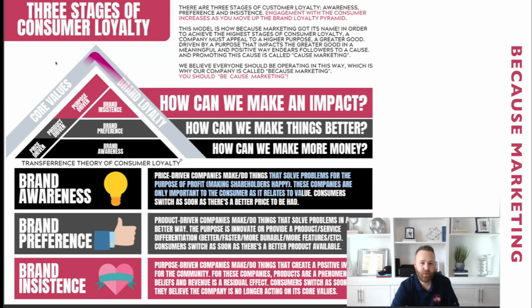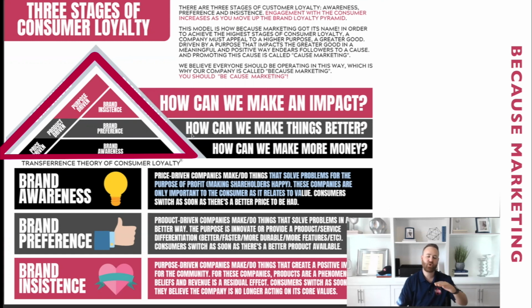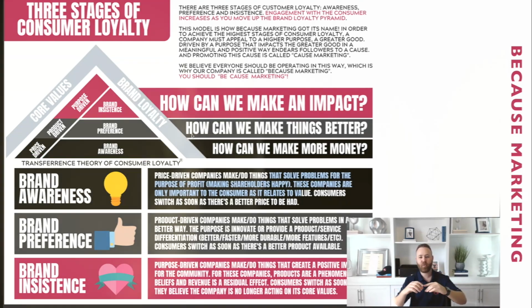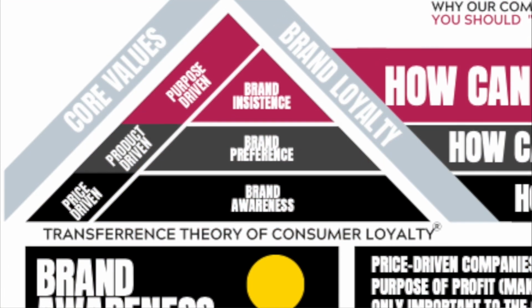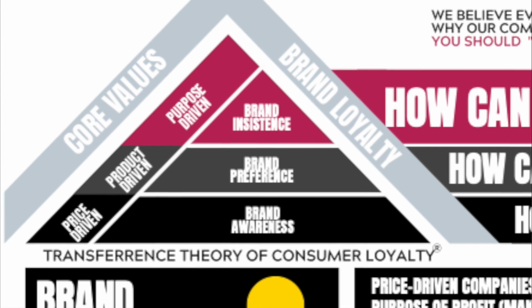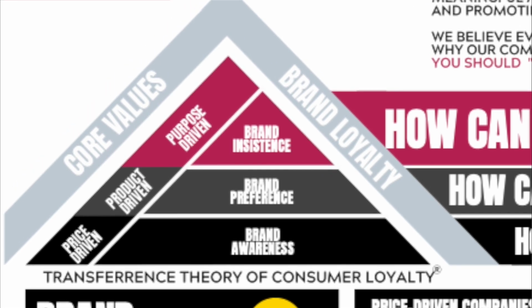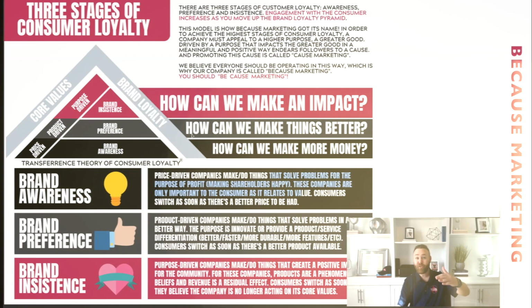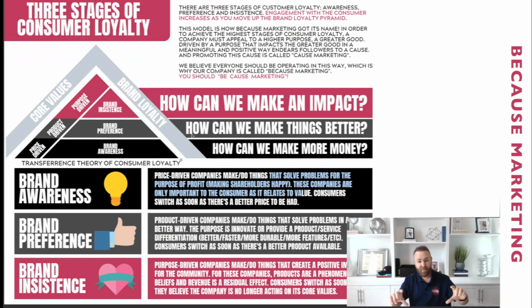So I'm going to go ahead and share my screen really quickly. There's 3 stages, and we'll start at the bottom. We believe that it's a pyramid for a reason, that each one stacks on top of one another. So for example, you can't have brand insistence. Someone can't champion for you until they prefer you, and they can't prefer you until they know you exist, right? So at the very bottom you have brand awareness. That's this right here. Then above that, brand preference, and then above that, brand insistence.